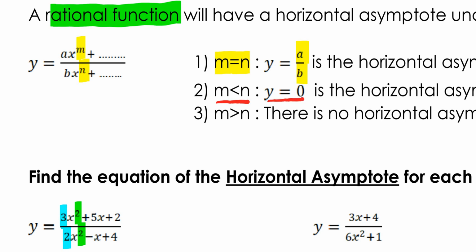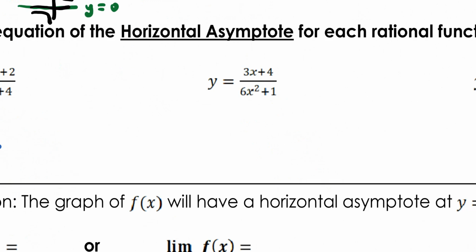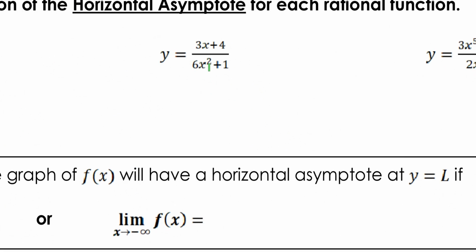Another case is when the numerator has a lower power than the denominator, then the horizontal asymptote is at y equals 0. A very classic case is the equation y equals 1 over x. Clearly the denominator has a higher power than the numerator, and we know that the horizontal asymptote for this graph is at y equals 0. In the example here, clearly the denominator has a higher power than the numerator, so in this case the horizontal asymptote is at y equals 0.